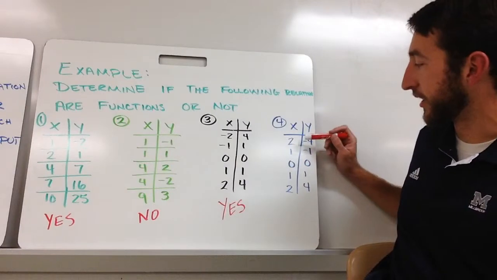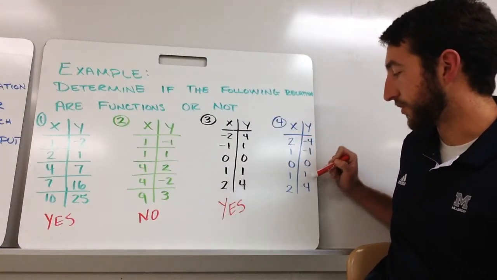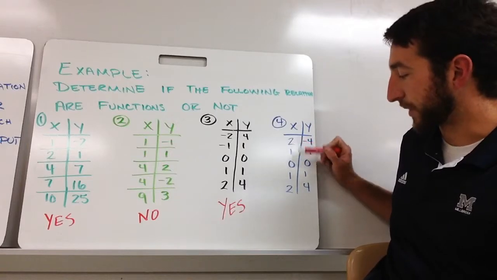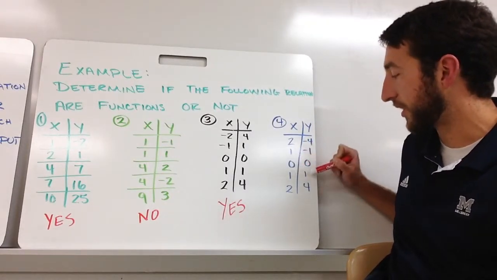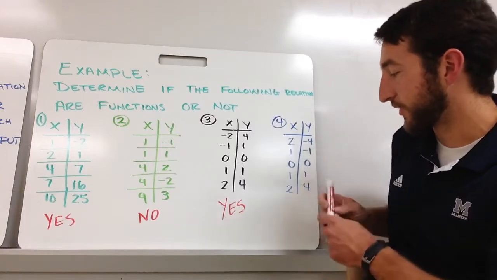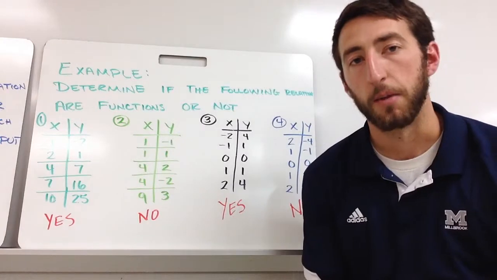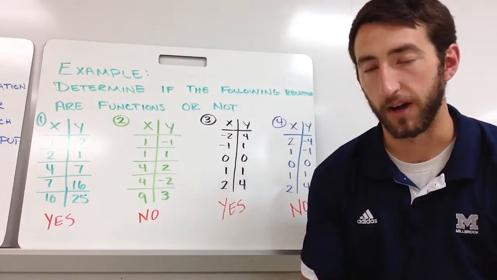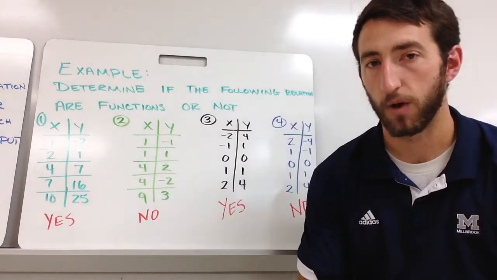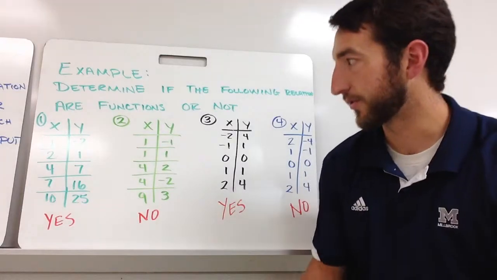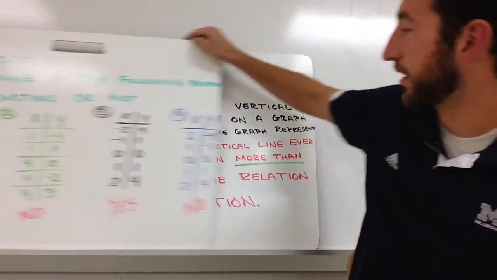All right, our last one here, we've got -2 goes to -4, -1 goes to -1, 0 to 0, 1 to 1, 2 to 4. If you notice, my 2 and my 2 repeat. They go to two different y values. My 1 and my 1, those go to two different y values. So this one is no. This one is not a function because our input values of 2 and 1 map to two different y values, or two different output values. And that is a problem, so that is not a function.